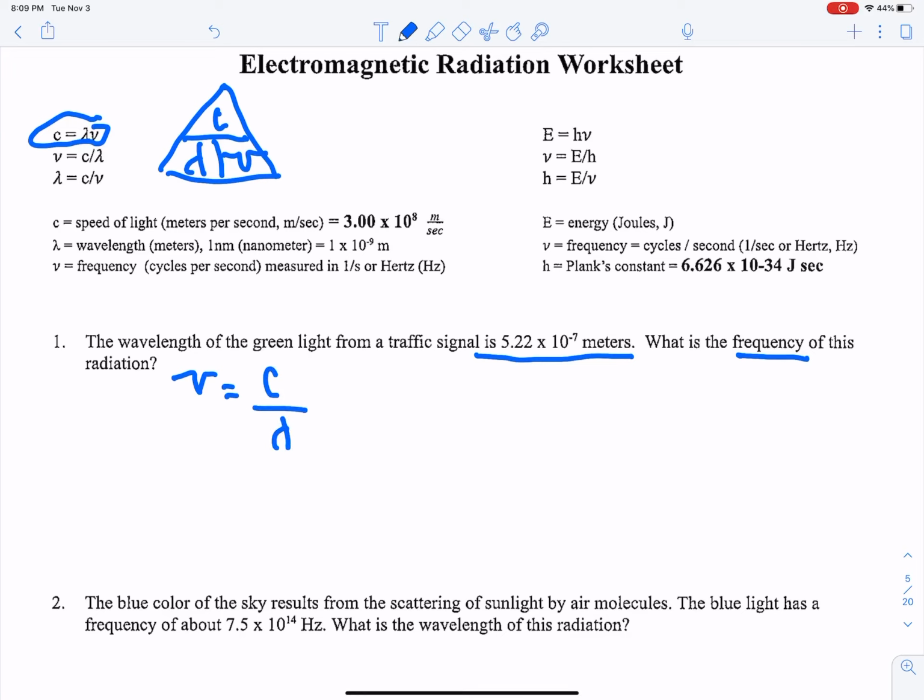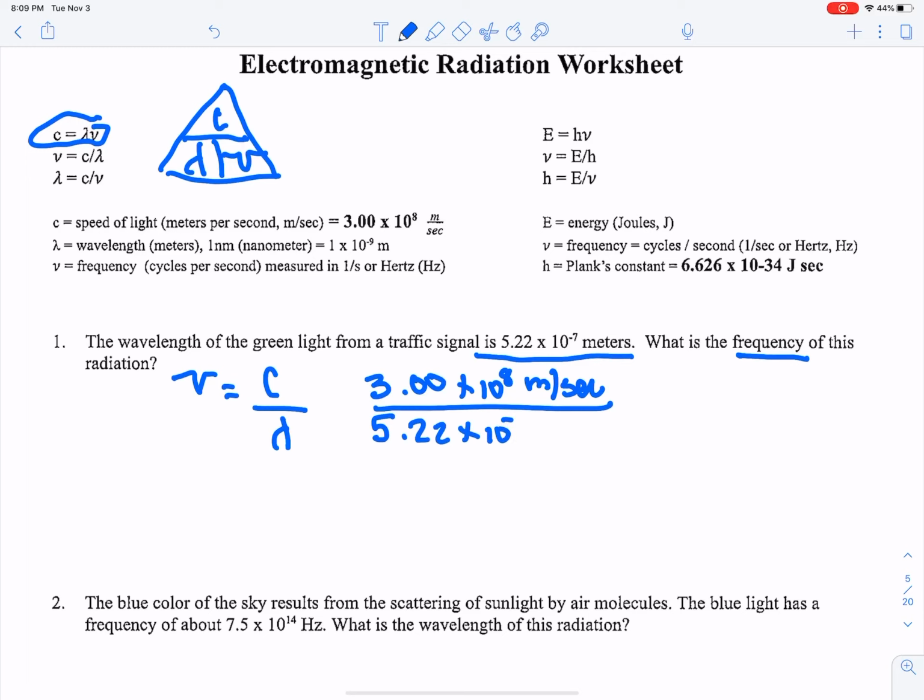Remember, C is a constant. It never changes. So it's always going to be 3.00 times 10 to the 8 meters per second divided by the wavelength. Well, the wavelength's already in meters, which is good, because if it was in nanometers, you'd have to convert it first. So you're going to do 5.22 times 10 to the negative 7 meters. Okay, what cancels out? Meters.